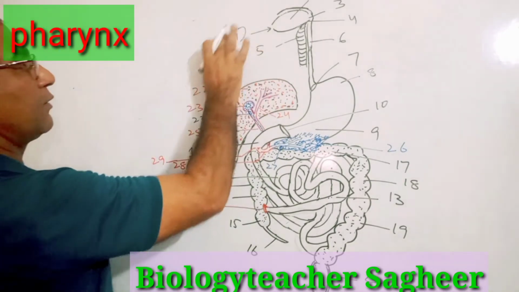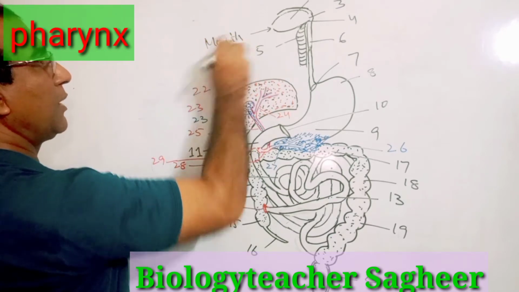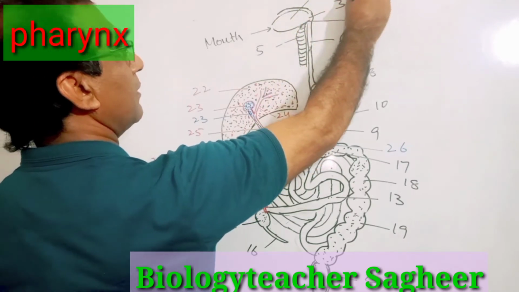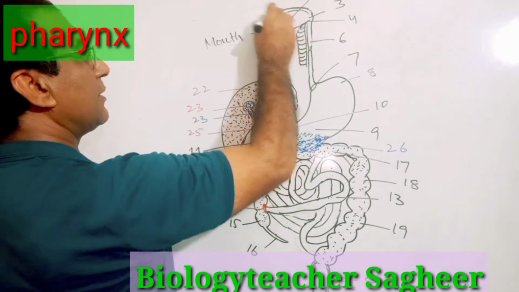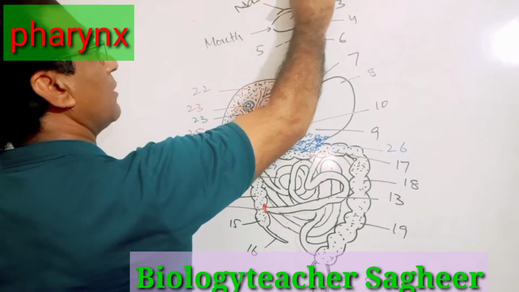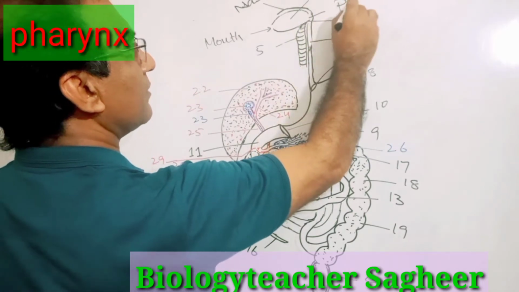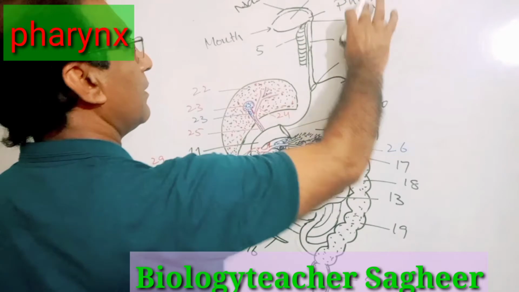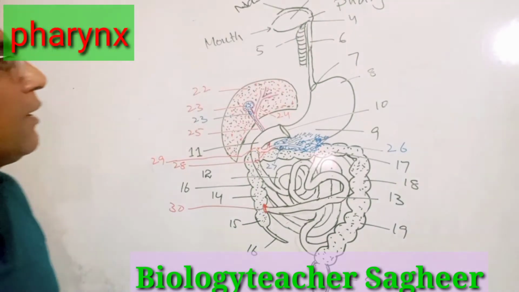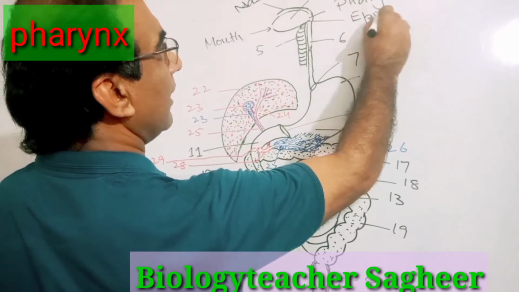Here is what? Your mouth. This is your mouth. So let me write what? Mouth. This is what? The oral cavity. Okay, this is nasal passage. This third part is what? It is pharynx. And this one is epiglottis.